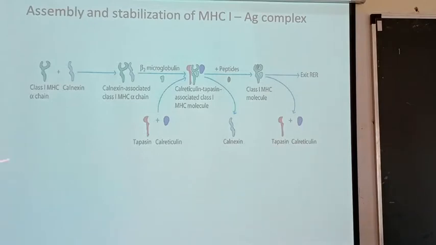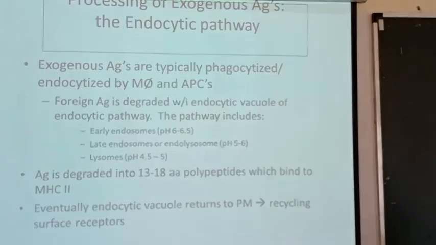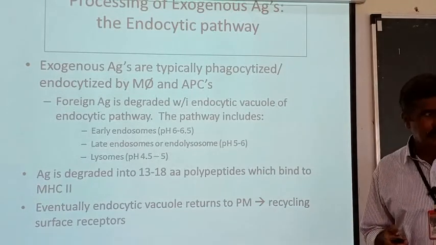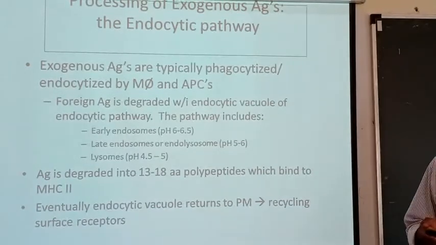The MHC1, the major histocompatibility complex, binds with the alpha chain. They bind together, and the peptides are there. The peptides are joined together with MHC 1, and it exits with the help of transport. Now, how is the endocytic pathway, the exogenous antigen, carried out?